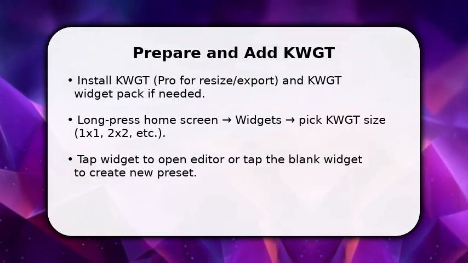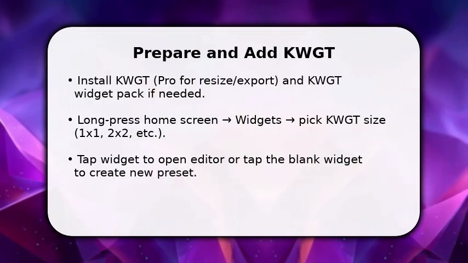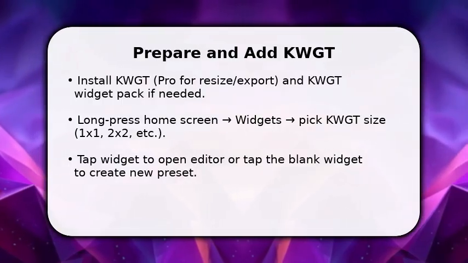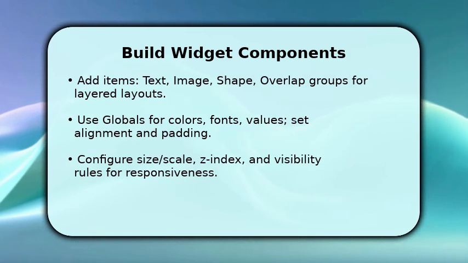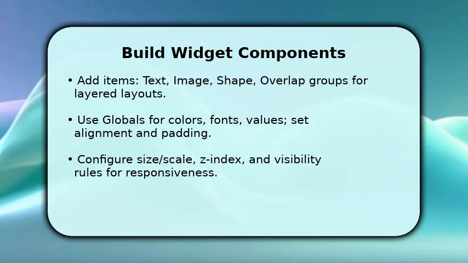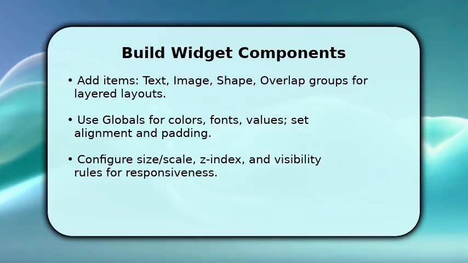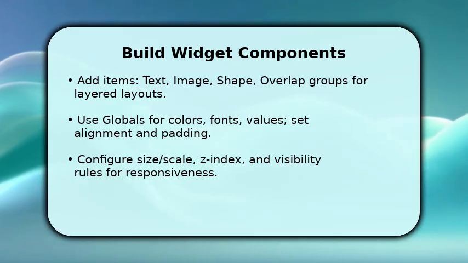Make sure you pick a preset slot or create a new one, because that determines whether you edit an existing design or begin from scratch. You'll now assemble elements, add text modules for labels, image for icons, and shape for backgrounds. Use overlap groups to layer items precisely, and assign globals for colors, fonts, or numeric values so updates apply everywhere.